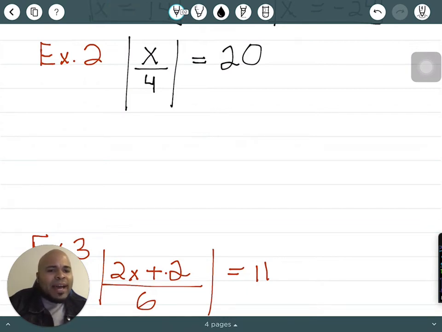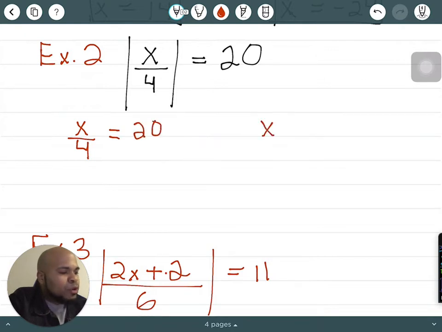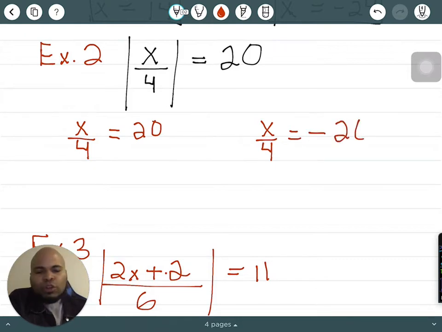You have the absolute value of x over 4 equals 20. So again, I drop the bars, and when I drop the bars, one is positive, the other one is negative. So I could say x over 4 equals 20, just like my problem, and then I rewrite the same problem, x over 4, but then I set it equal to negative 20, the opposite. And then I solve one at a time.